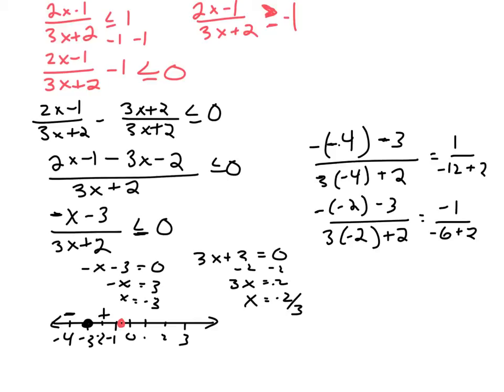Alright, let's try one more test point. Let's just go ahead and plug in 0. So we'll do 0 minus 3 divided by 3 times 0, which is 0, plus 2. So that's going to be negative 3 over 2. That's a negative number, so it's going to be negative over there.